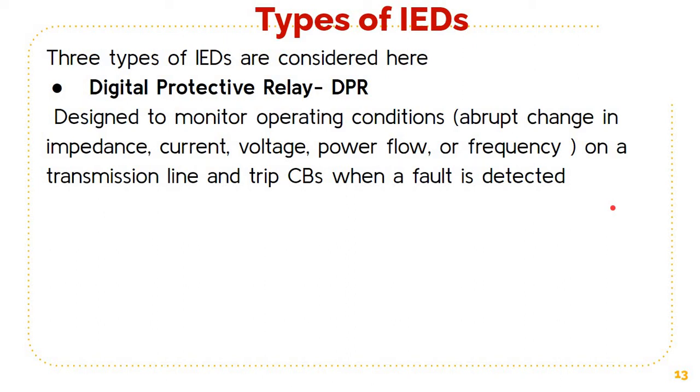So operating conditions here we mean abrupt change in impedance, current, voltage, power flow or frequency. So these things will be monitored, and accordingly a trip signal will be sent to the circuit breakers.